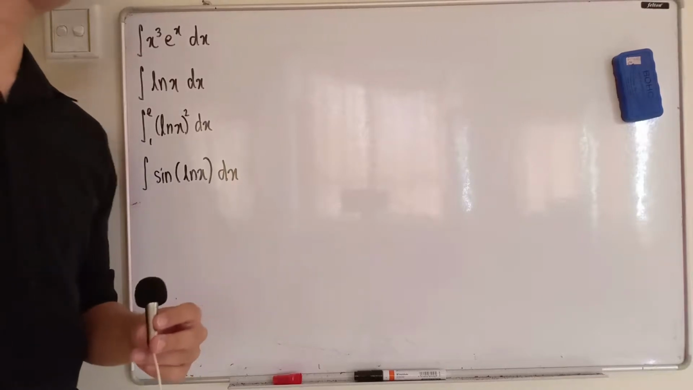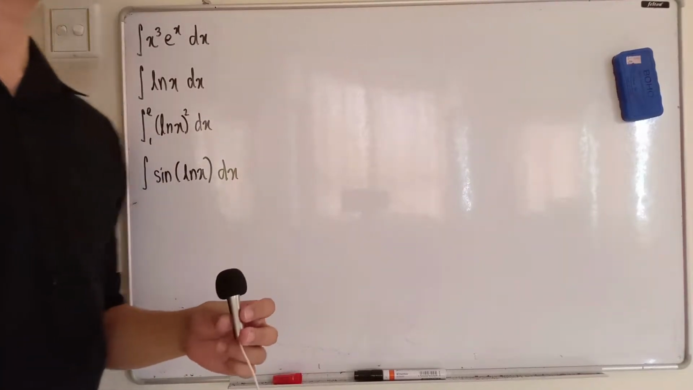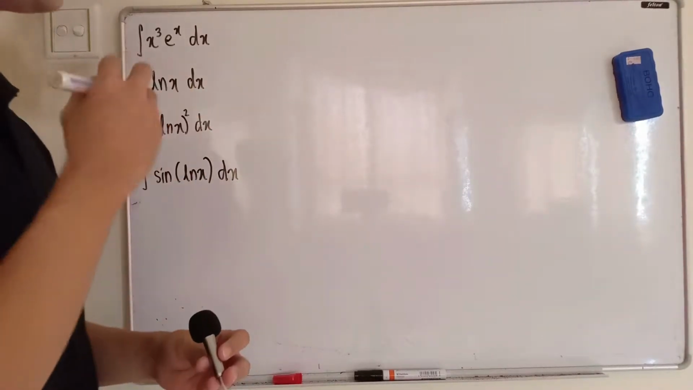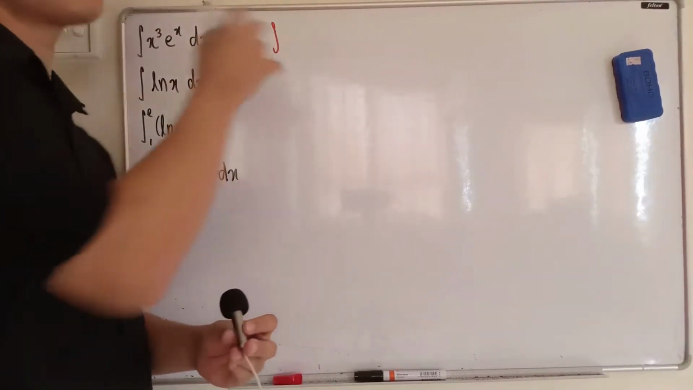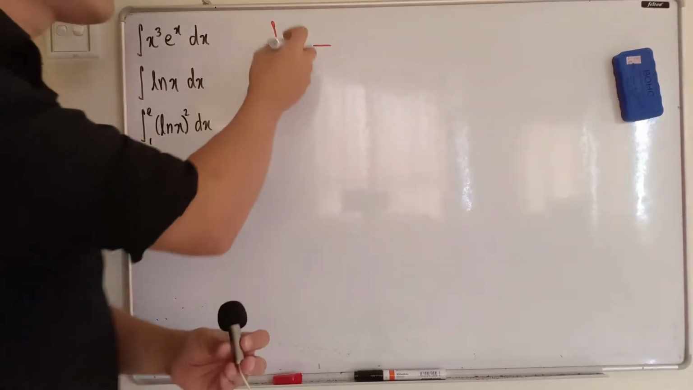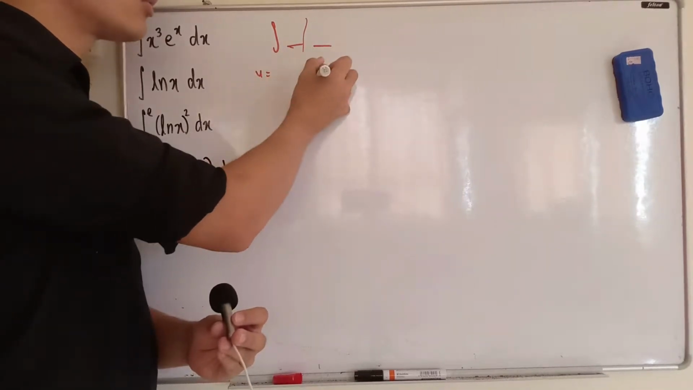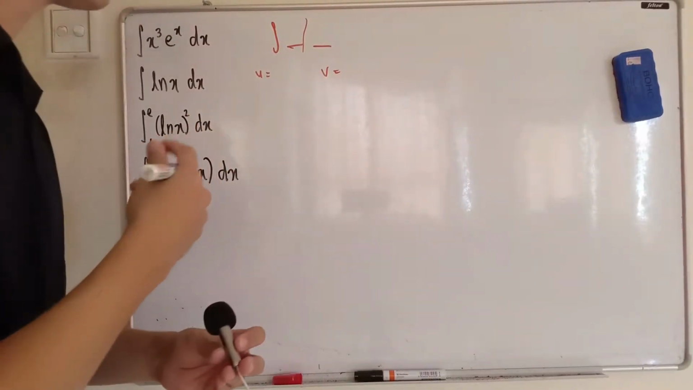Hi guys, so now I'm going to teach you all integration by parts. Basically, in integration by parts, let's say I want to integrate something. In my integration, I need to divide it into two parts, so that I can label one as u and the other as v.